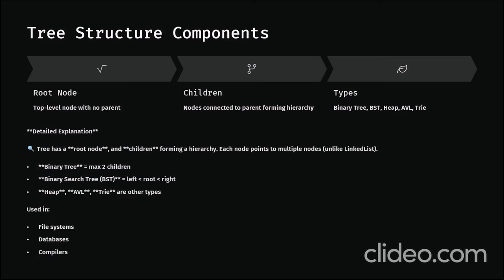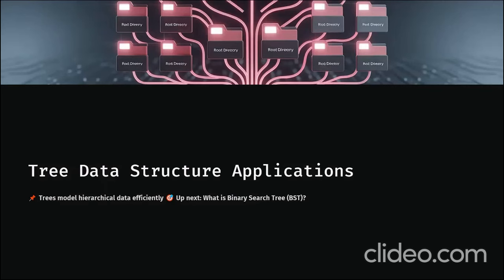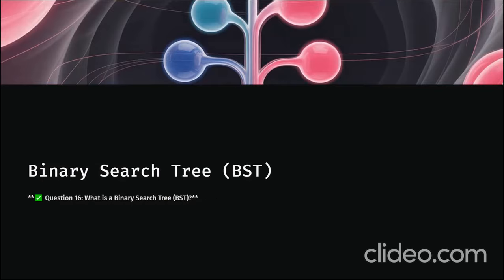Each node points to multiple nodes. Binary tree means a maximum of 2 children. Binary search tree is left, root, right traversal. Right? It is mainly used in file systems, databases and compilers. So let's move to the next question.